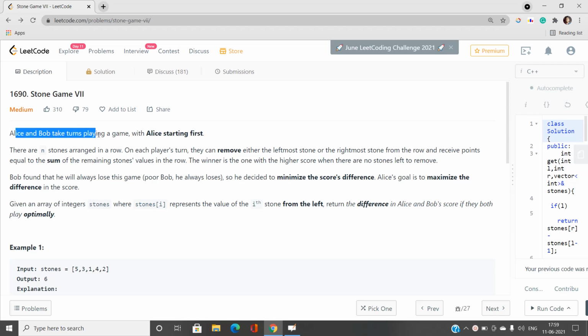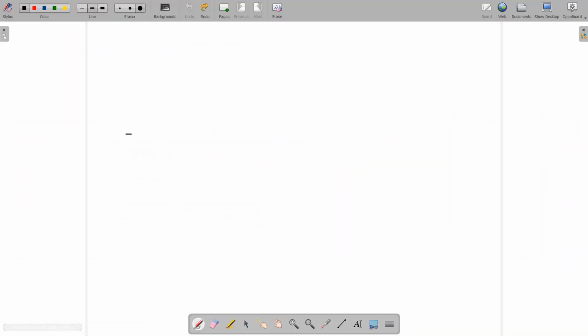Alice and Bob take turns playing a game, and the game is started by Alice. There are n stones arranged in a row. On each player's turn, they can remove either the leftmost stone or the rightmost stone from the row. That is, if you have some stones like a0, a1, a2, a3, and so on up to an, and a player starts the game, then he or she can remove the stone from this position or from this position. There are only two possibilities to remove a stone from the given array of stones.